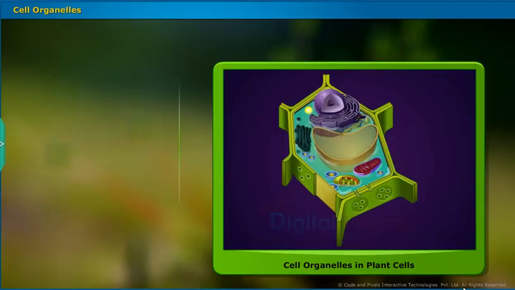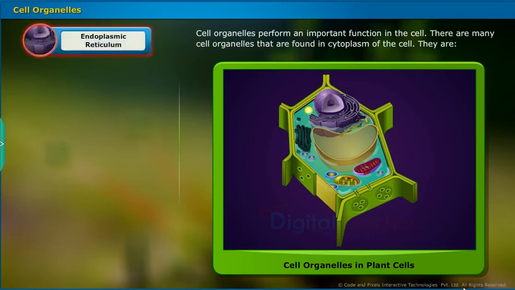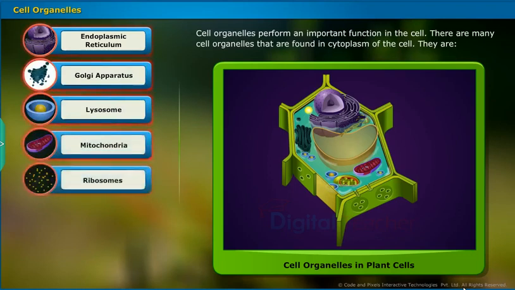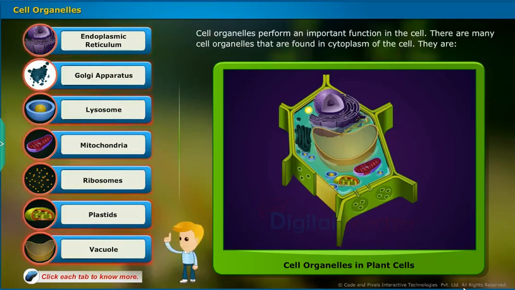Now, let us learn about the important cell organelles in the plant cell. Cell organelles perform important functions in the cell. There are many cell organelles that are found in the cytoplasm of the cell. They are Endoplasmic Reticulum, Golgi apparatus, Lysosome, Mitochondria, Ribosomes, Plastids, Vacuole. Click each tab to know more.